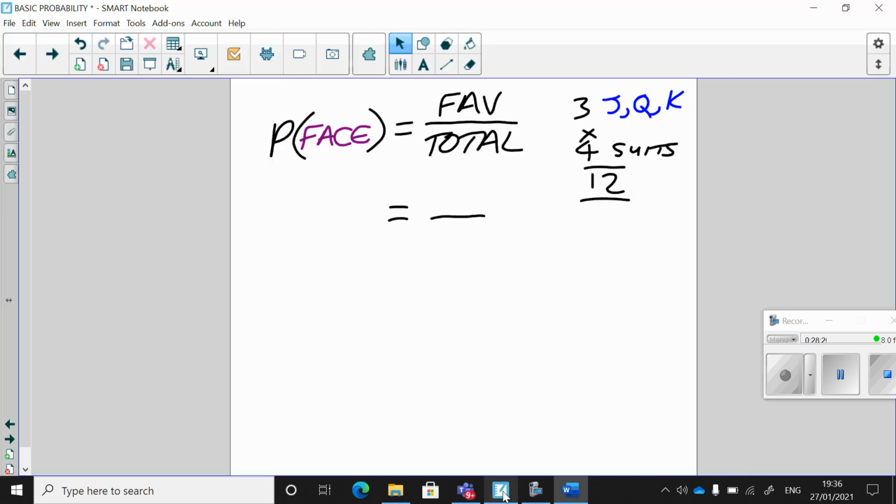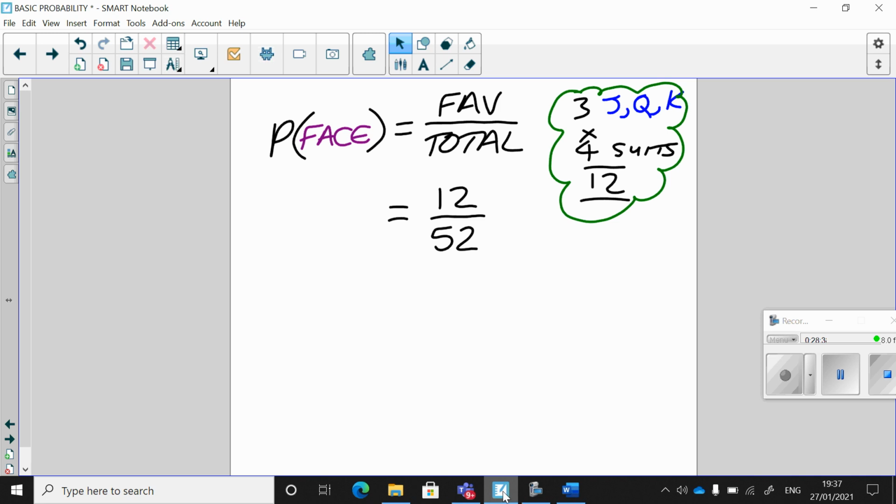So I'm coming back. And so the faces I've got is 12. That's going to go in the top. That's what I want to happen. That's a favourable outcome. So that's going to be my 12 over my total, again 52. And can you simplify that fraction there?